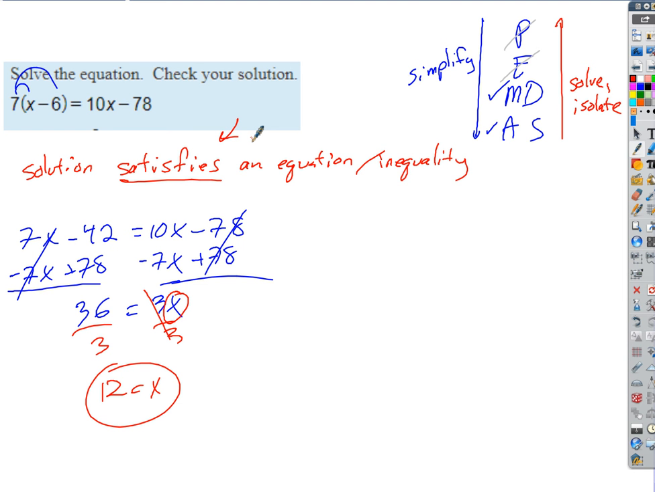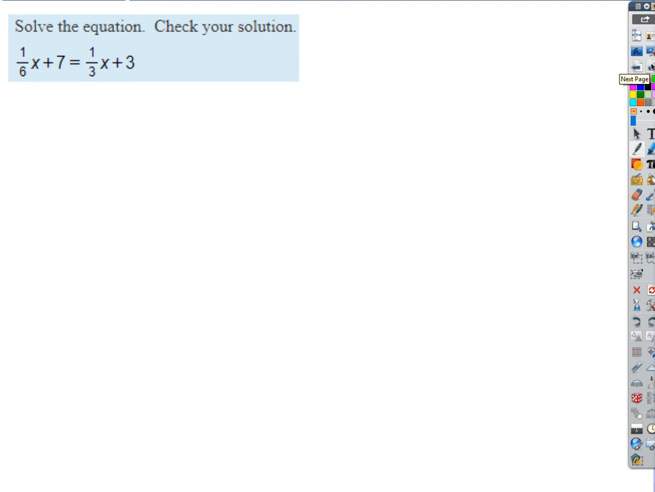If I plug in a 12, I'm going to get 7 times 6 is 42 equals 60. Hang on a second, did I do that right? Oh, 120 minus 78, yeah, it would work. Right, we'd get 42 on both sides. So bingo, okay? All right, how about another one? How about one like that?